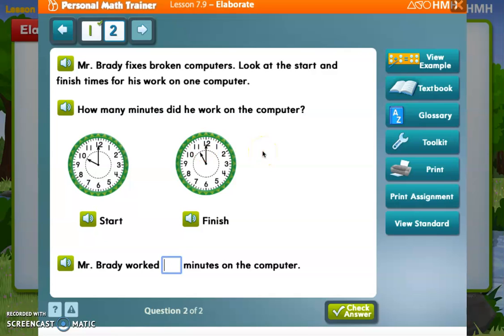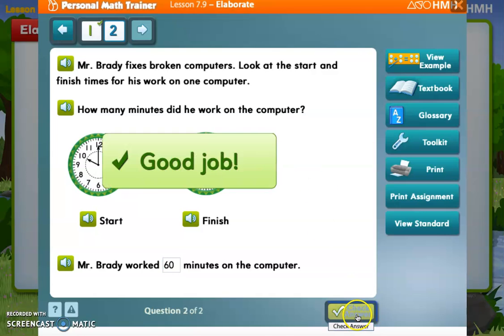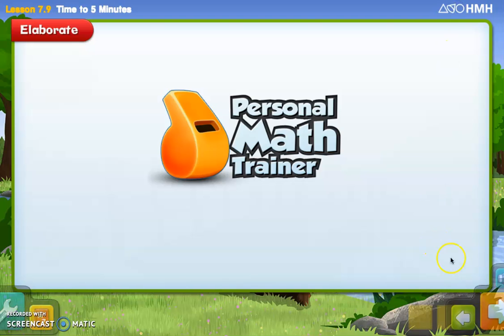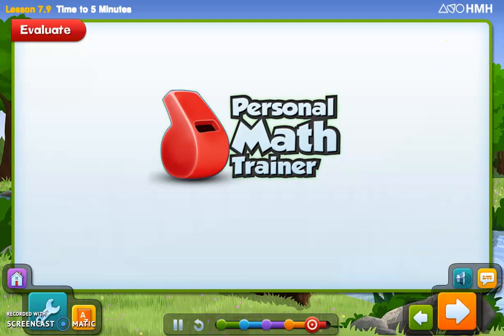So Mr. Brady worked on the computer for 1 hour. Or if we want to put that in minutes, we can say that Mr. Brady worked 60 minutes on the computer. Okay? Good job! All right. Nice work. Now try your homework on your own with the personal math trainer. It includes the exercise you saw at the beginning of the lesson.